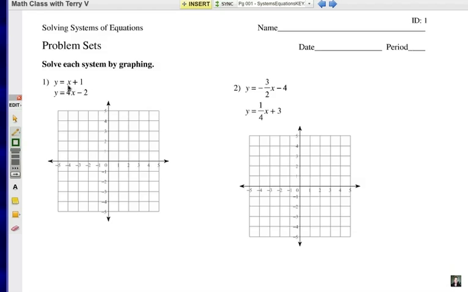Alright, number 1, the first equation, y equals x plus 1. Now that's in slope-intercept form already. So if it says x plus 1, that means the slope is positive 1 and the y-intercept is positive 1. So that will give me a line that looks like this.